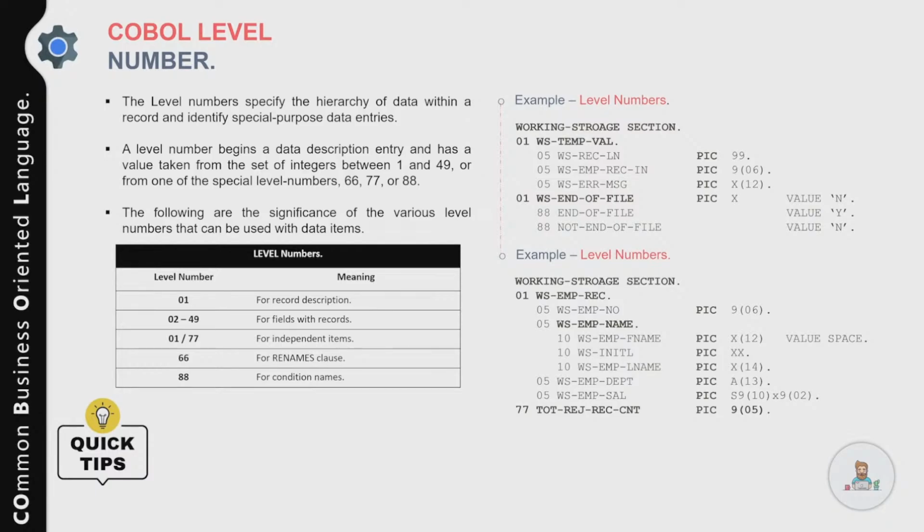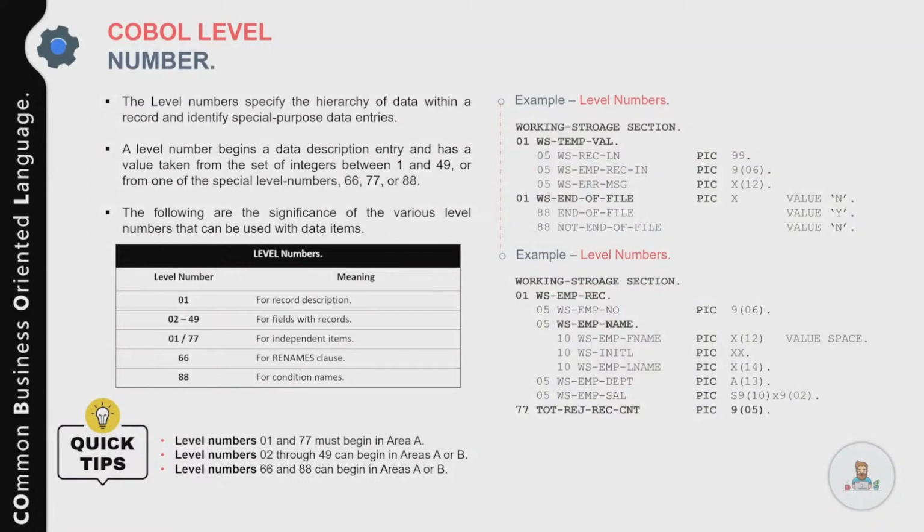So finally, before we move to our next section, here's a quick tip. First and foremost, level numbers 1 and 77 must always begin in Area A. Level numbers 2 through 49 can begin in Area A or B. Level numbers 66 and 88 can also begin in Area A or B, depending on how exactly you're defining these variables in your COBOL program.